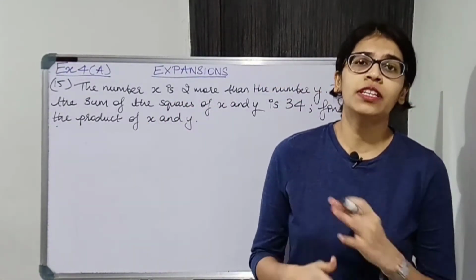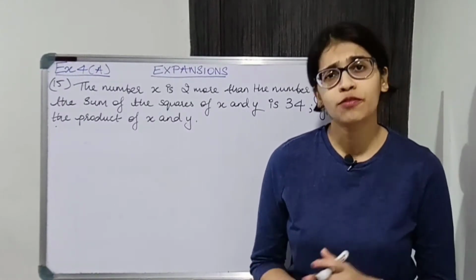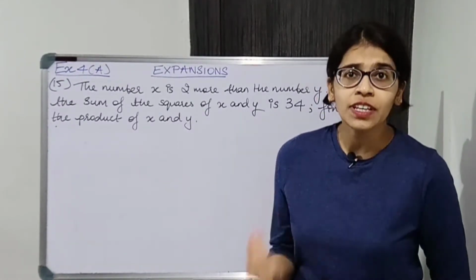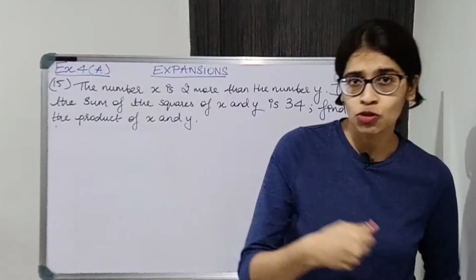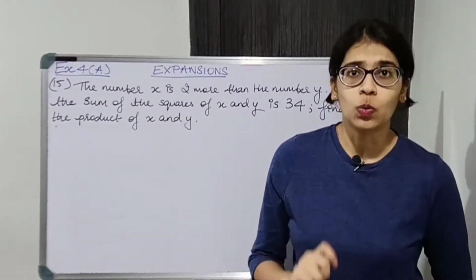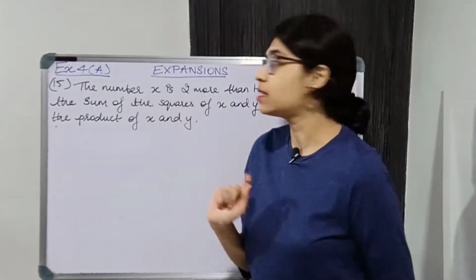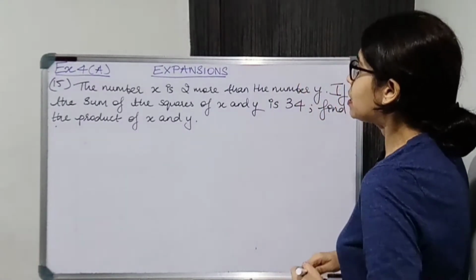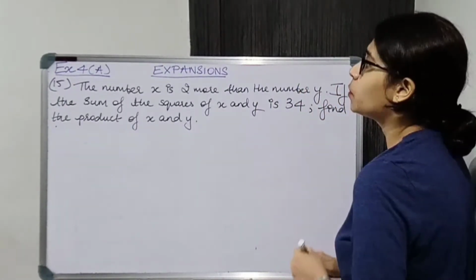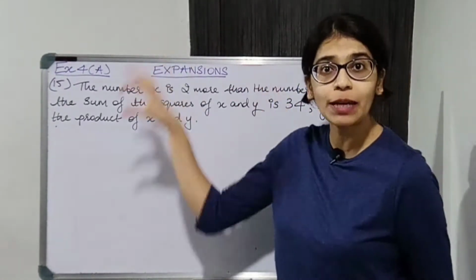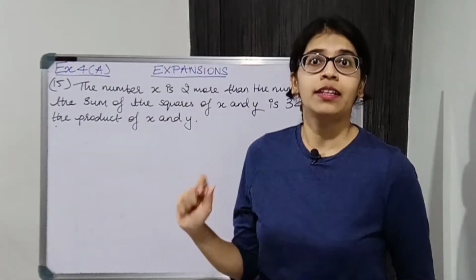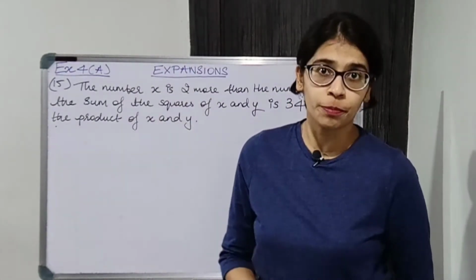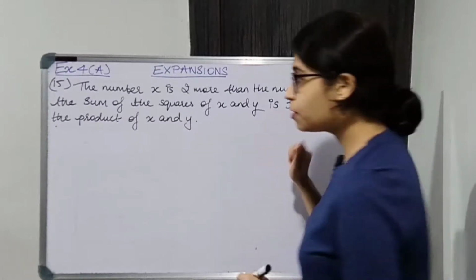Alright, we are not given the equation directly over here, we are not given the information directly over here. We have to extract information from the question. Now, what is the first sentence? The number x is 2 more than the number y. We have to frame this. Express it in equation form. So, we'll write down the statement first.